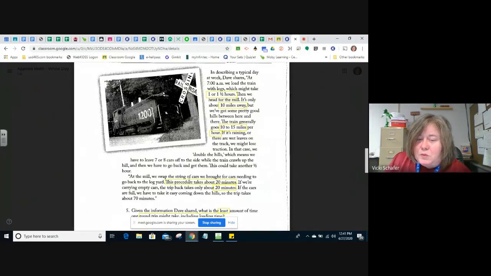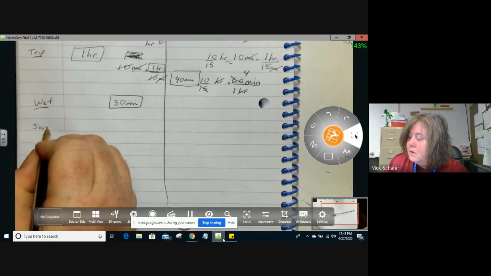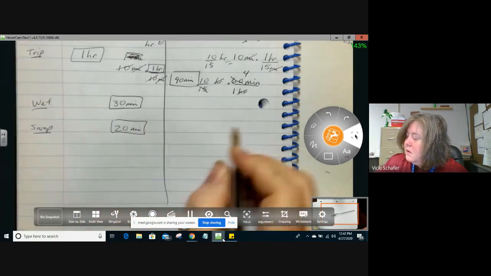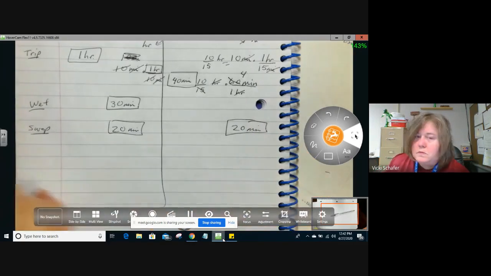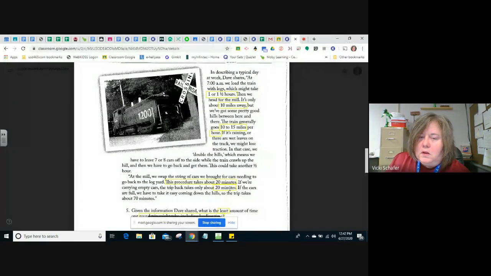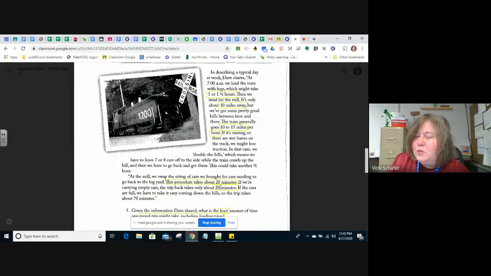All right, at the mill, they swap cars. This procedure takes about 20 minutes. The 20 minutes exists no matter what. So we're going to say swap. That takes 20 minutes in both cases. And back to the story problem. If we're carrying empty cars, the trip takes back only 20 minutes. That's going to be our best case scenario.